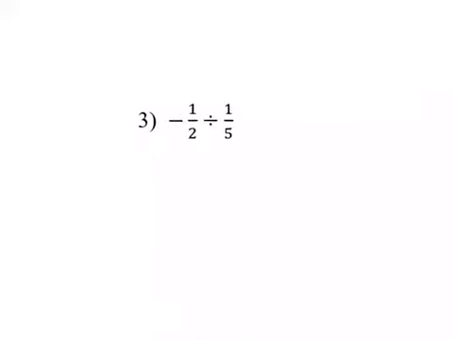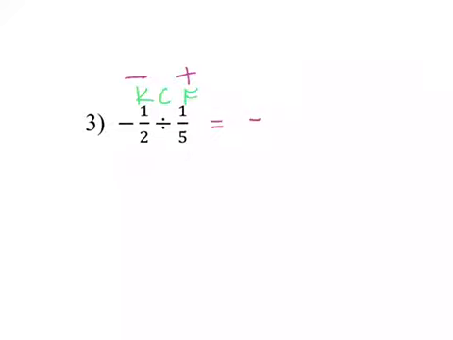Okay, number 3, -1/2 divided by 1/5. So now we've got integer rules. What do we do if we are dividing or multiplying and we have two different signs? What does that tell us about our answer? It's going to be negative. Okay, so already I know my answer is going to be negative, so I'm going to get that part out of the way. Now I can do the chicken, keep, change, flip.